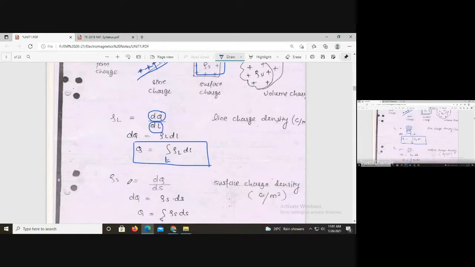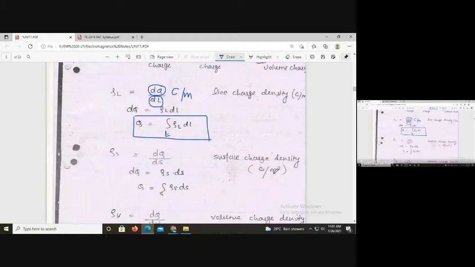Similarly, for rho s, differential charge divided by differential surface, dq by ds, is charge per unit surface area. The unit for line charge density is coulomb per meter. The unit for surface charge density is coulomb per meter square. So dq is equal to rho s into ds. Total charge is the integration over the surface of rho s ds.